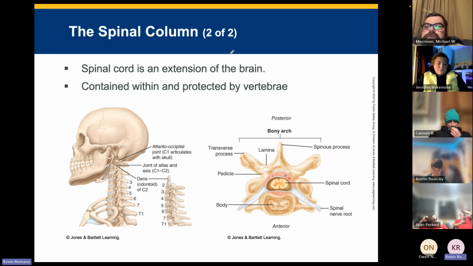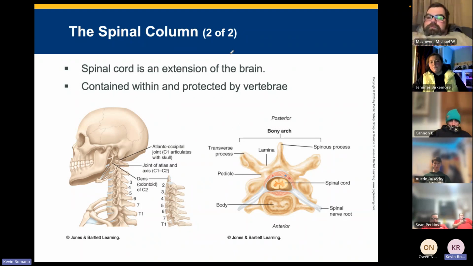The spinal cord is an extension of the brain, contained within and protected by the vertebrae of the spinal column. The anterior part of each vertebra consists of a round, solid block of bone called the body. Right. The vertebrae are connected by ligaments, and between each vertebra is a cushion called the intervertebral disc. Have you ever heard anybody say, I have a slipped disc? That is when the disc starts sliding out.